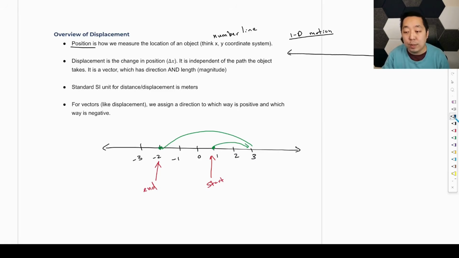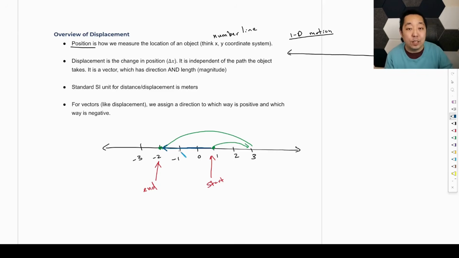Now, when we talk about displacement, it is simply the change in the position. It's independent of the path that you take, and it's a vector. So the way you draw the displacement is you say it's going to be from here to here. It is going to be this vector that has a length and a direction. Okay, so it's independent of the path. It doesn't matter that it went to the 3 and to the -2. Displacement is just simply what is the change in the position of the object. It started, where it ended.